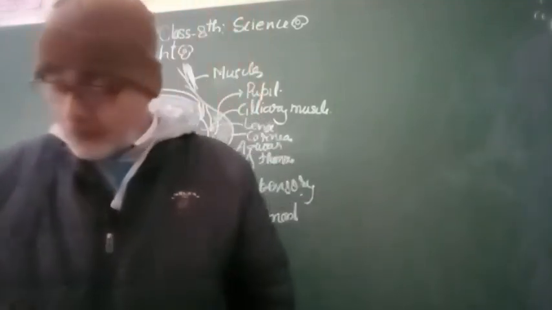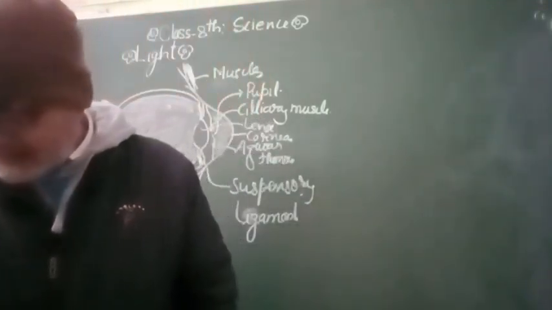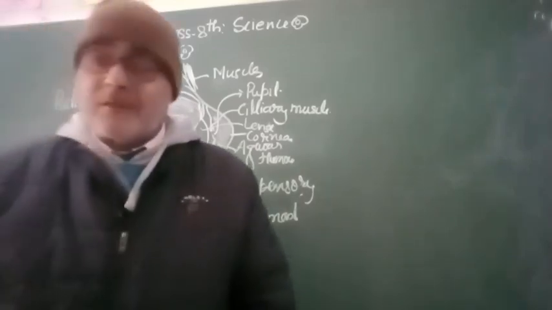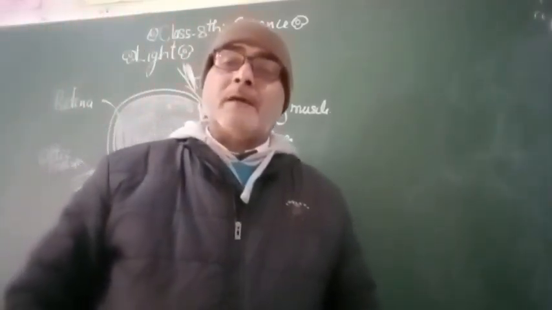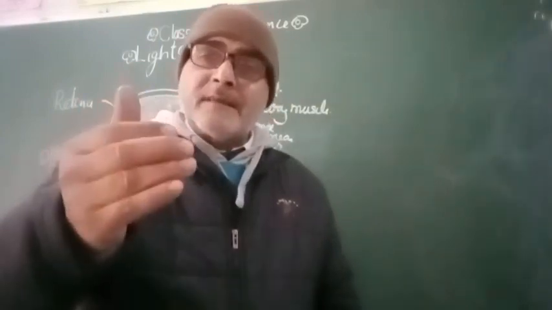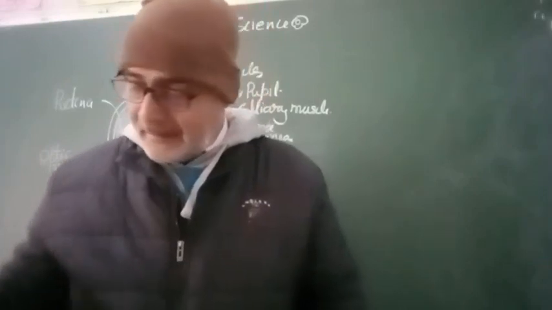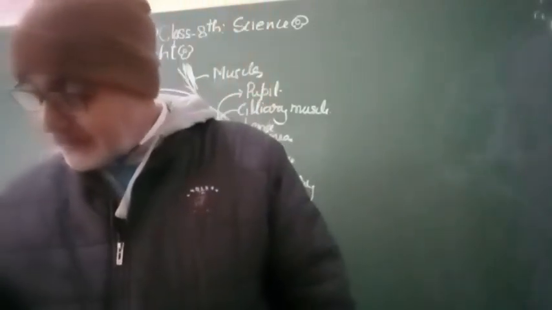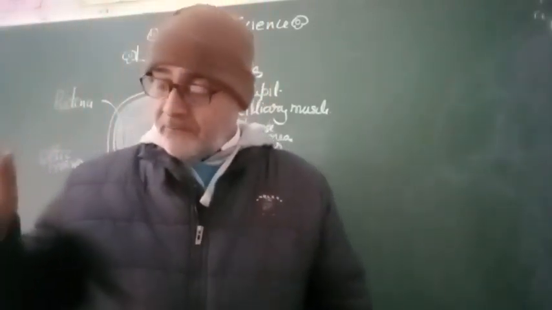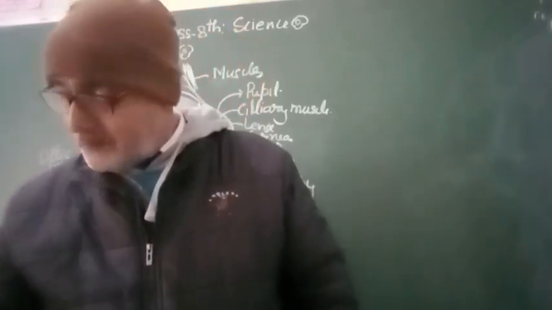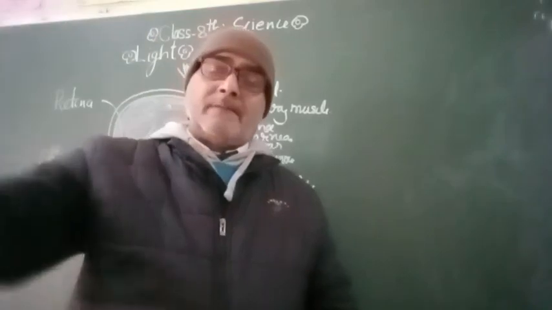My dear students, myopia is the disease in which the person can see only nearer objects clearly. मायोपिया में क्या होता है कि इंसान को नज़दीक की चीज़ें क्लियरली दिखती हैं लेकिन दूर की चीज़ें क्लियर नहीं दिखती हैं. ओके. So a myopic eye is able to see the nearby object clearly but cannot see the distant object.